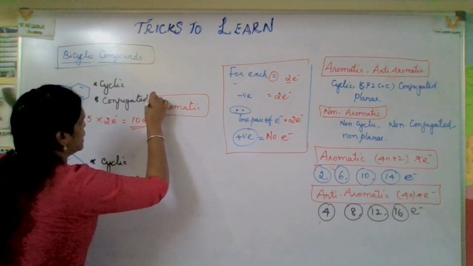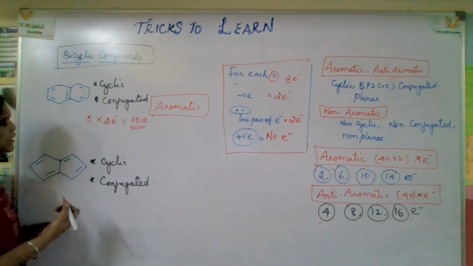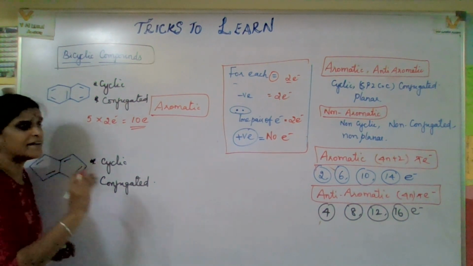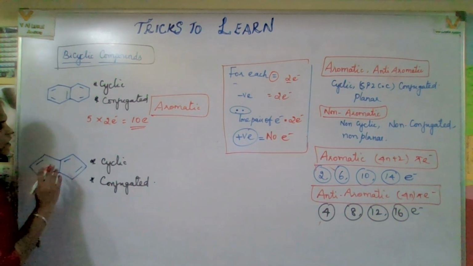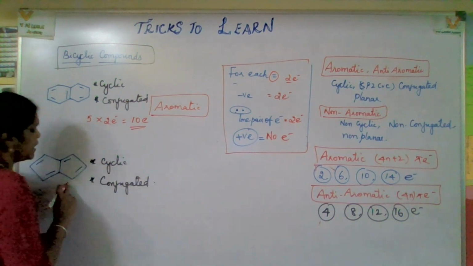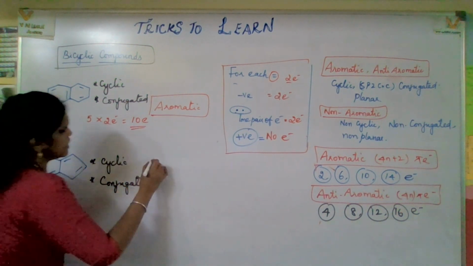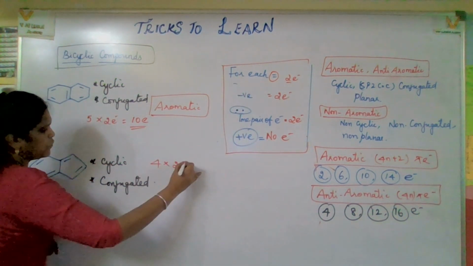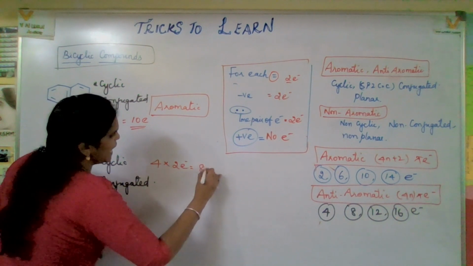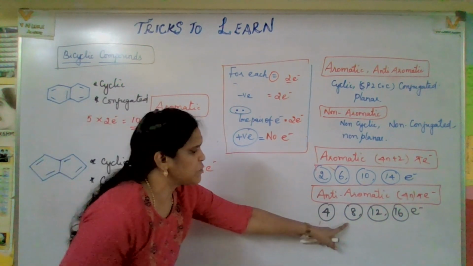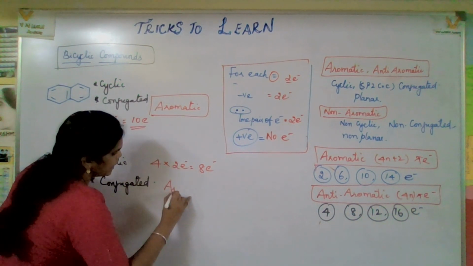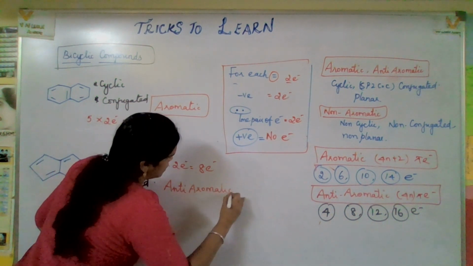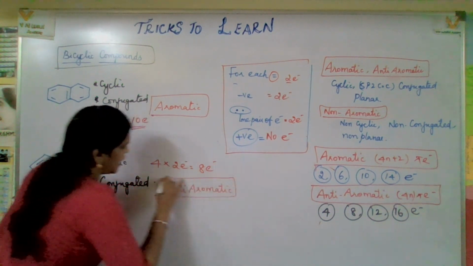I hope you got a clear idea how to find out the compounds through this idea, because these are the tricks I'm giving. Now, how many electrons are there here? How many bonds are there? 4 double bonds are there. So 4 into 2 electrons, so how many? 8 electrons. So 8 electrons means it is anti-aromatic. Okay, hope you got a clear idea.